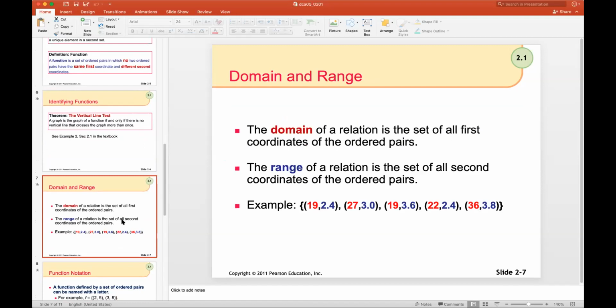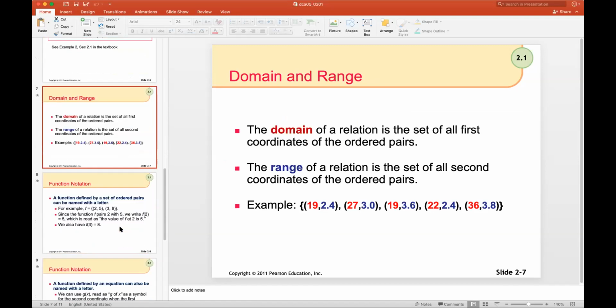And then we learned the domain and range, right? The domain is the set of all the first coordinates of the pairs. The range is the set of all the second coordinates. Keep that in mind.